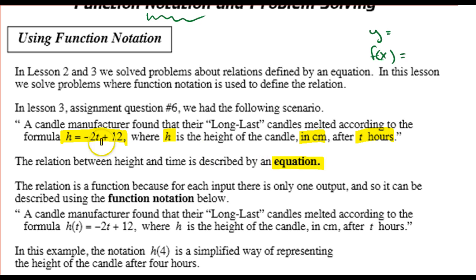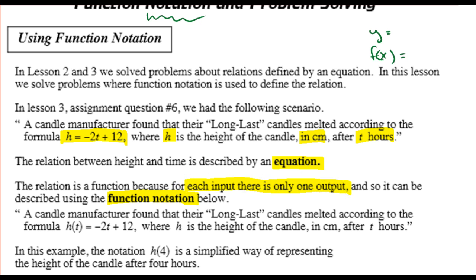So the relation between height and time is described by an equation. Of course, there's the equation. But we can change this into function notation, and you see how it might make a little more sense now why we use function notation. This is going to be a function because there's only one output for each input.